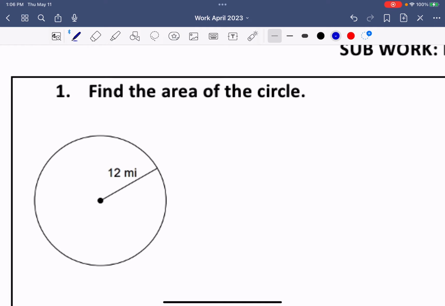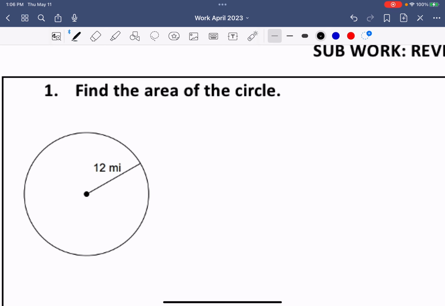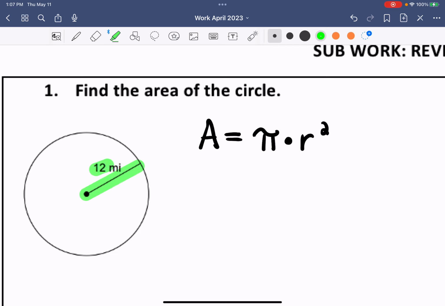Okay, so talking about this one, it is asking about the area. So area of a circle requires a formula. Area equals pi times radius squared. So all you need to know is the radius. If we look at the circle, the radius is from the middle to the edge, so it would be 12. That's all you're going to do: multiply pi, which is a number, times the radius, which is 12, and square it.